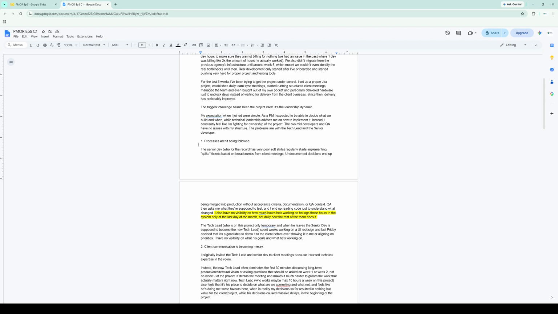The problems are with the tech lead and senior developer. So then this PM goes on to highlight and categorize three sets of issues that I'm going to have to paraphrase for brevity. The first one is processes aren't being followed.